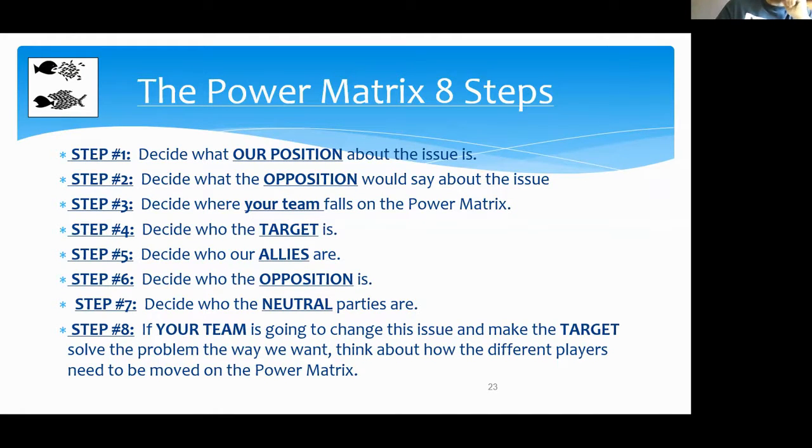Step 3, decide where your team falls on the power matrix. Step 4, decide who your allies are. Step 6, decide who the opposition is. Step 7, decide who the neutral parties are. And then step 8, you're going to have a chance in your team to reflect. The prompt is: if your team is going to change the issue, make the target, and solve the problem the way you want it, think about the different players that need to be moved on the power matrix.